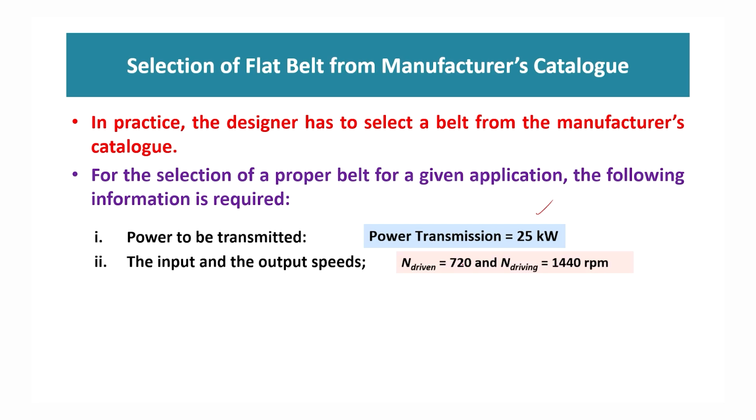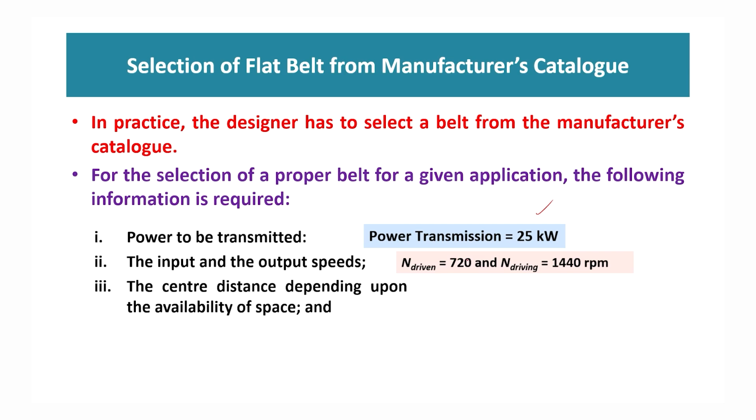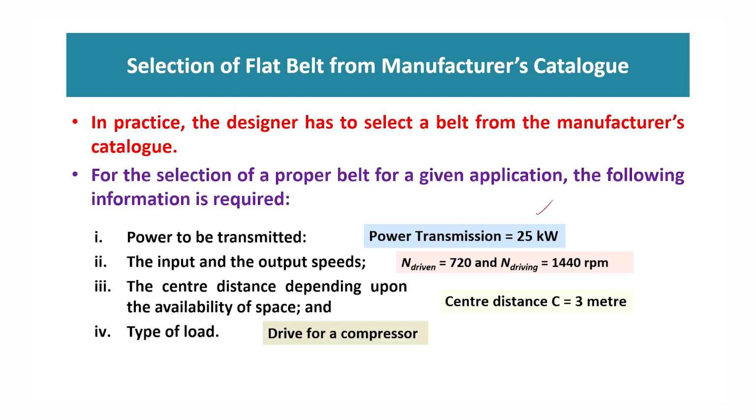In our case, the input speed is 1440 rpm and the output is 720 rpm. The center distance depending upon the availability of the space. In our problem, it is given as 3 meter. Then the type of load which will act on it, and in the problem it is given that this belt drive is to drive a compressor. So this information is also given. So with these all information, now we will go for the selection step of the belt drive.